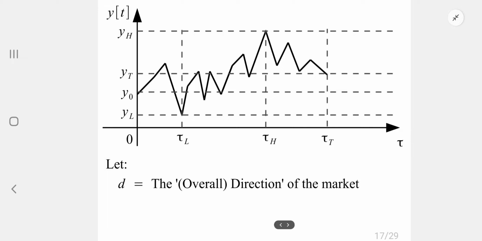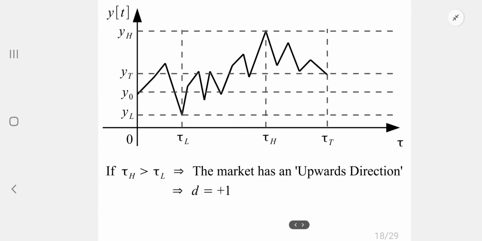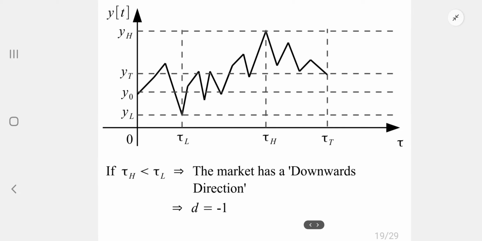Let D equal the overall direction of the market. If tau H is larger than tau L, then this implies the market has an upwards direction, and we say that D equals +1. If tau H is smaller than tau L, then this implies that the market has a downwards direction, and we say that D equals -1.